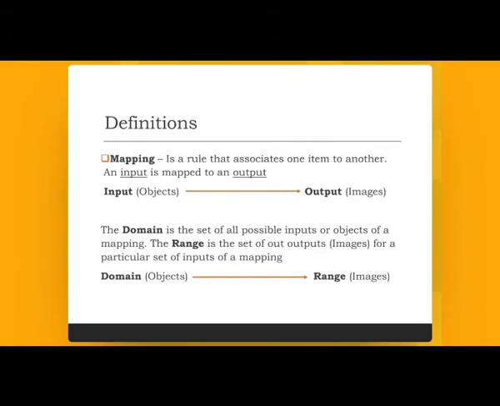Definitions. A mapping is a rule that associates one item to another. An input is mapped to an output. The domain is the set of all possible inputs or objects of a mapping. The range is the set of outputs for a particular set of inputs of a mapping.